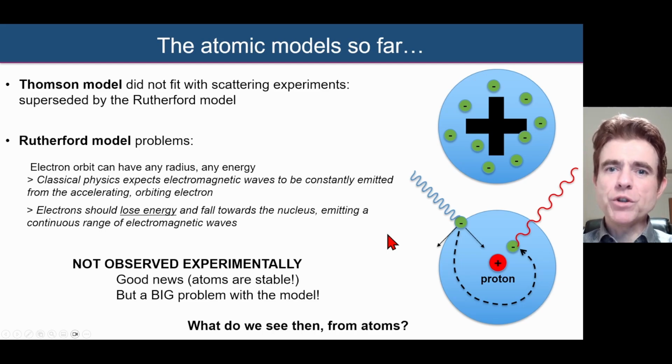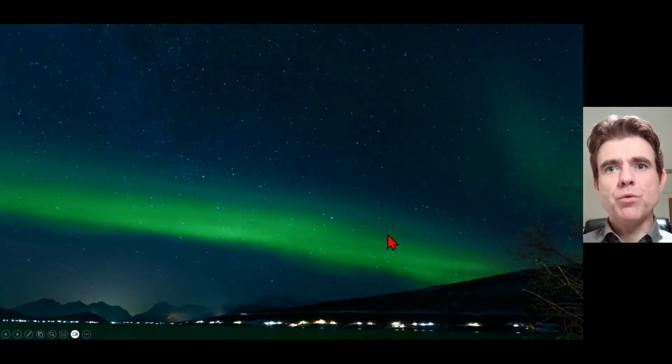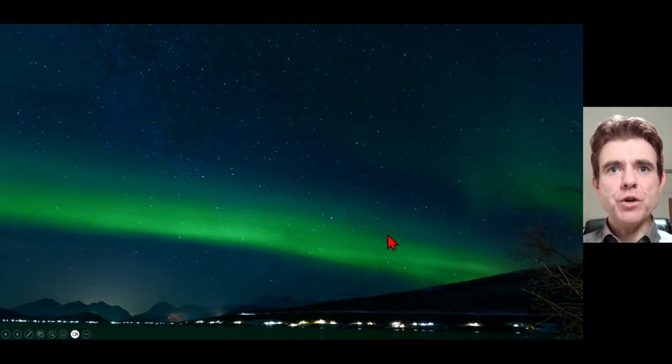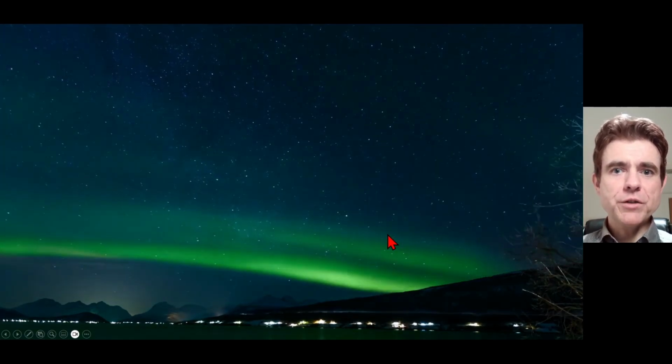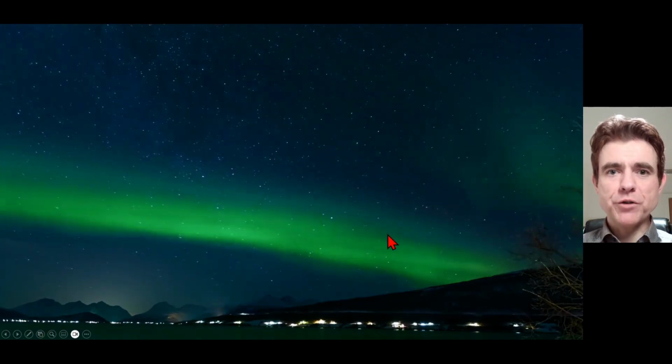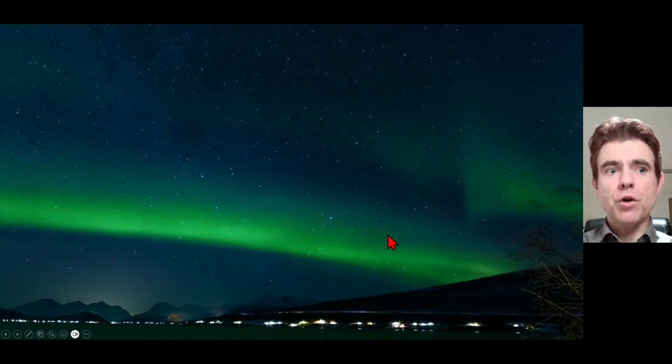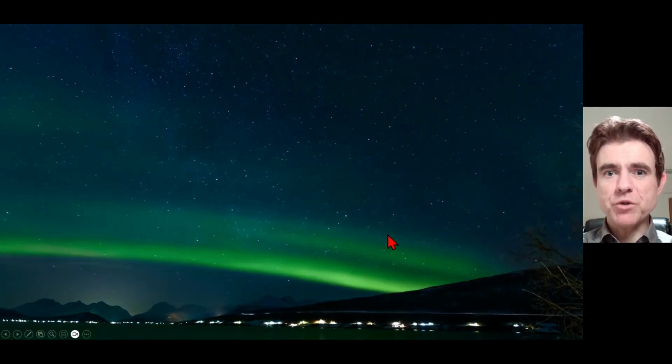So let's think then, what is it that we do see coming from atoms? If we don't see this continuous spectrum coming from isolated atoms, what is it that we do see? One example would be atomic oxygen in the atmosphere of the Earth. This is the aurora borealis, and effectively we have ionized particles from the sun, which cause ionization of molecules and atoms in the atmosphere of the Earth.